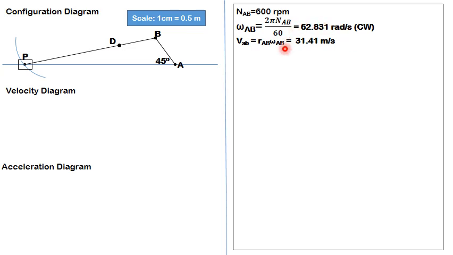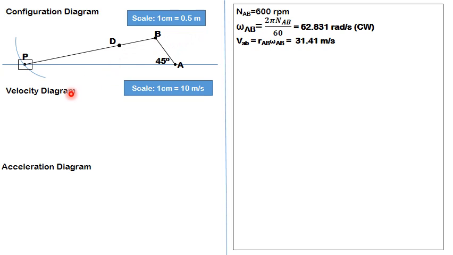So I know the magnitude of this vector, 31.41 meter per second, and I know the direction in which this vector acts. This vector acts perpendicular to link AB. So I have to draw a line perpendicular to this, and on that mark a vector VAB. But before that I have to select an appropriate scale. Seeing the magnitude of this vector, I will consider 1 centimeter equal to 10 meter per second. So 31.41 meter per second will be nearly 3.1 centimeter.